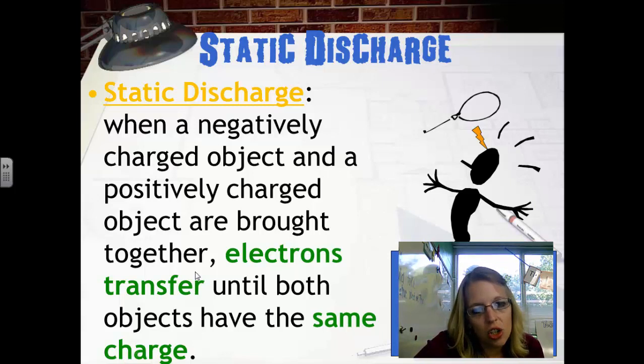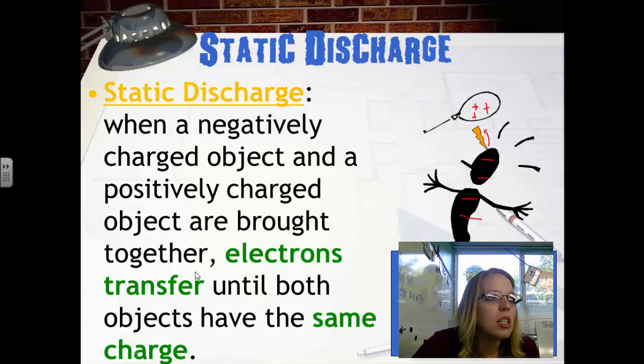So static discharge is when a negative object and a positive object are brought together and electrons transfer until they both become the same. So if the balloon was positive and the guy was negative, he would transfer electrons to the balloon until they both had the same amount of electrons, because only electrons can move.